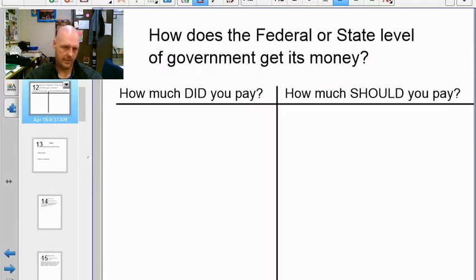But how they get the money is a different question. We've got our T-chart here on how much did you pay and how much should you have paid. Starting with how much did you pay, the first thing you do when you start a job is fill out some paperwork, and the first paperwork is something called a W-4 form. That W-4 form tells your employer how much you want taken out of your paycheck every 2 weeks or twice a month or however you get paid. You tell your employer, take this much out, but you don't tell them a dollar amount.